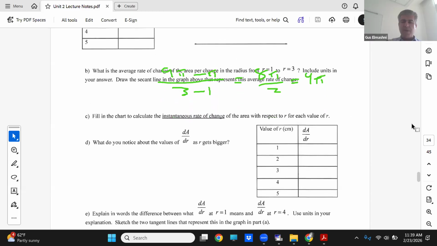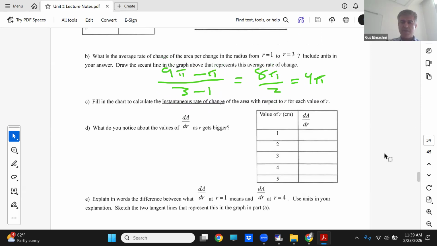Now the units are going to be a little funny, so bear with me on this one. The units are going to be, because the top represents area, right? What does the bottom represent? So it's actually going to be written as centimeters squared per centimeter.